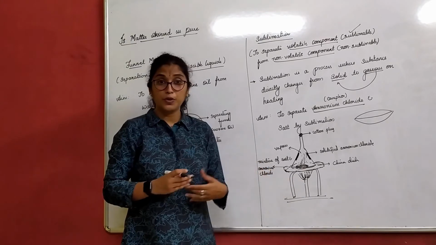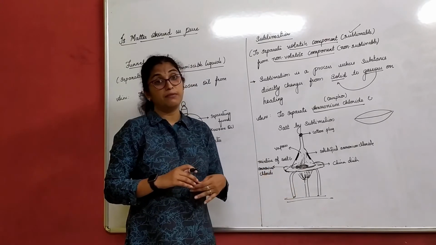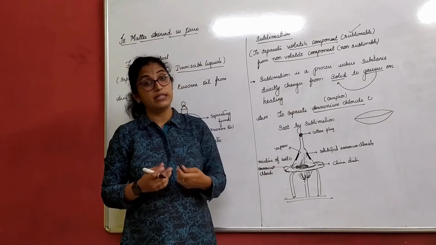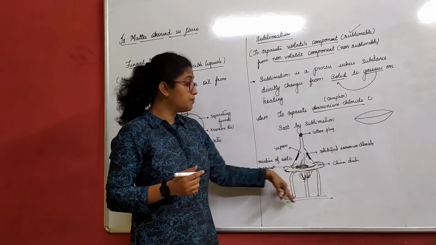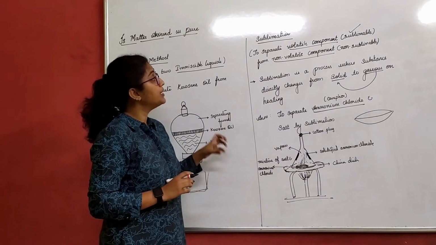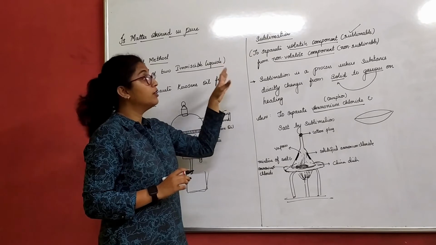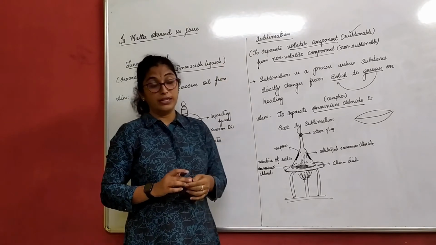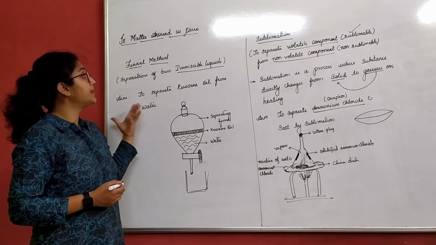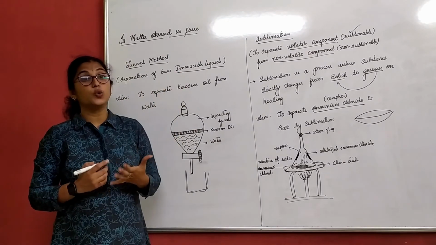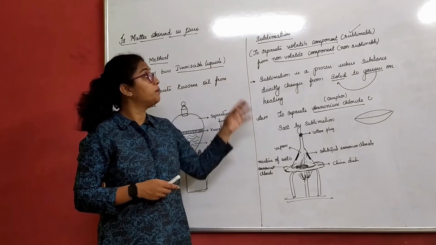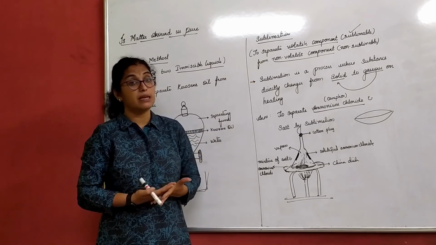It's a very slow process. It can be done in your laboratory. If not ammonium chloride, you can also try this with camphor. So this is the process of sublimation, where we separate a volatile component, which is sublimable, from a non-volatile component. So today we understood two methods: one is the funnel method of separating two immiscible liquids, and the other is separating a volatile component, which is sublimable, from a non-volatile component.